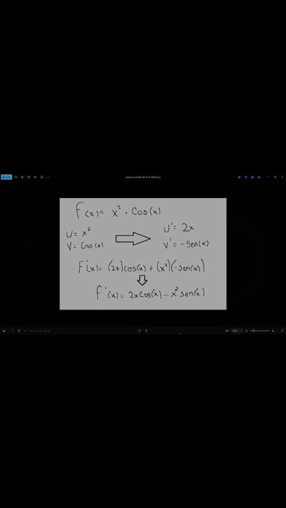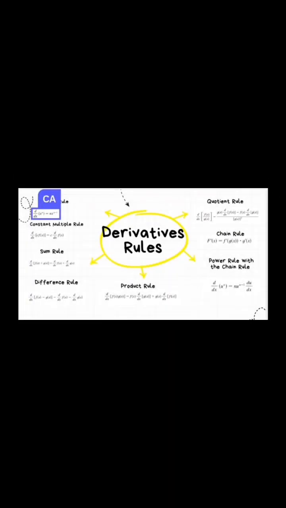And that's it. Hey, I am Nicolas Niño, and I'm going to show you the power rule with the chain rule and the difference rule. The chain rule combined with the power rule applies when you have a combination of functions raised to a power. And the difference rule states that if you have the subtraction of two functions, using the chain rule combined with the power rule is an example.